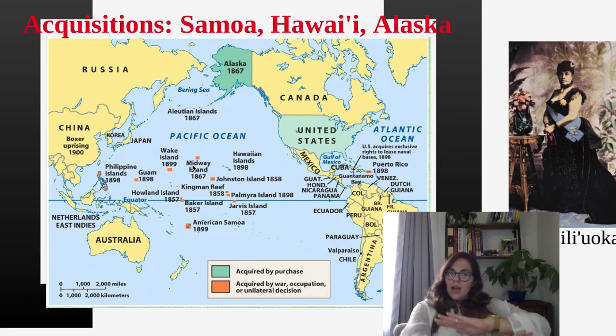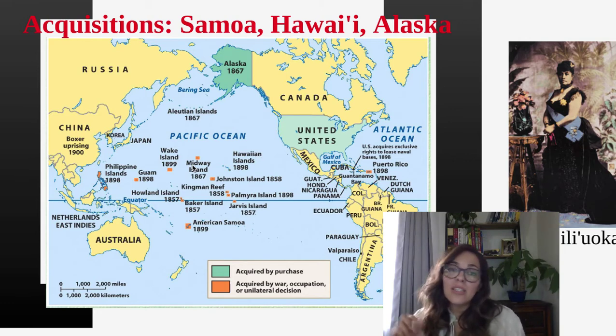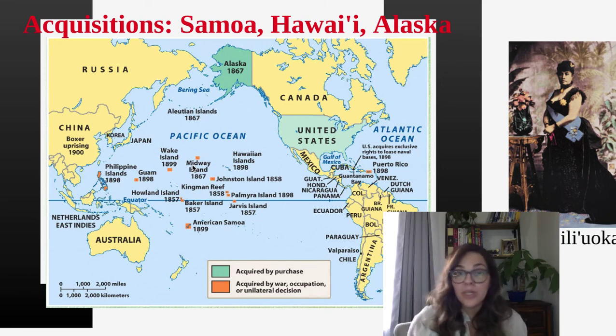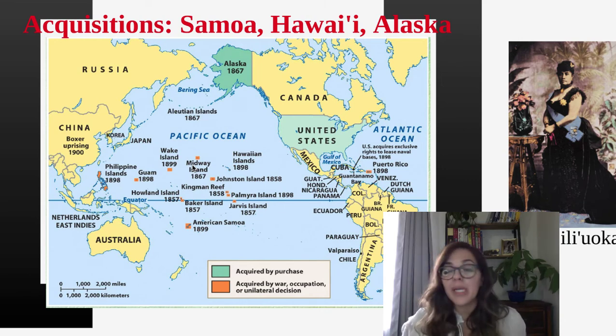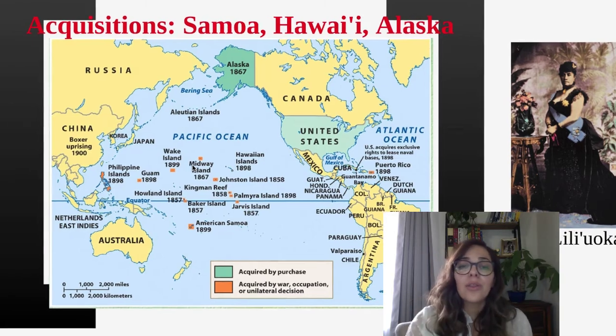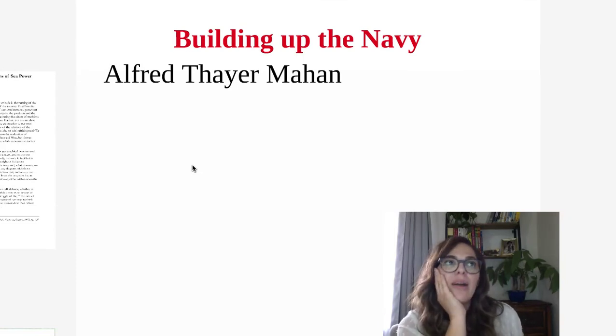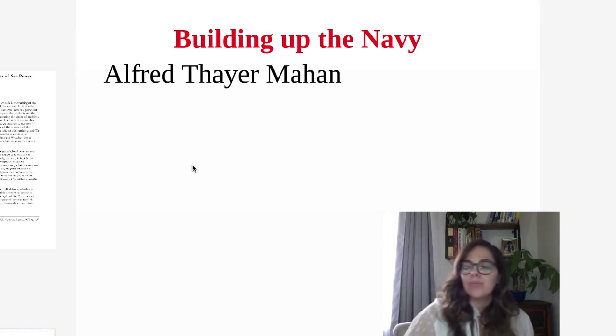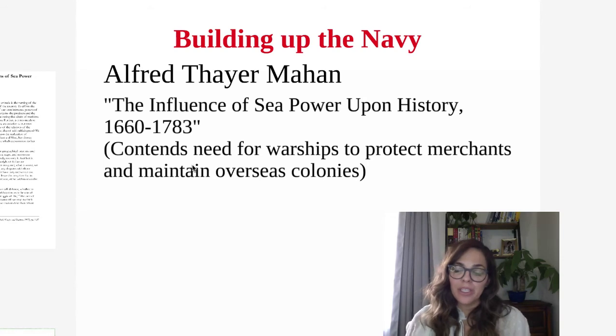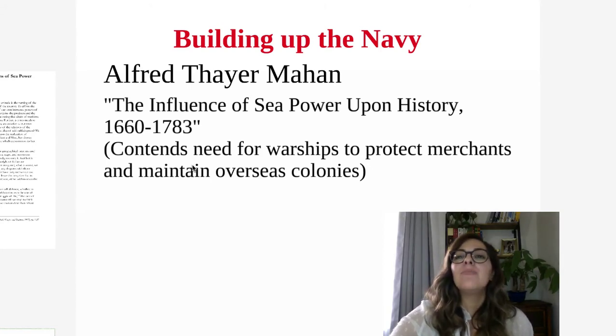So again, these are the moves that the United States is making to acquire this empire. Some are through purchase, which people were super critical of because they thought it was a huge mistake, but all the other ones here are through essentially war and occupation, okay? So let's talk about one of the key elements to all of this. There's this hugely influential, very powerful book called The Influence of Sea Power Upon History, and it is written by a man named Alfred Thayer Mahan.